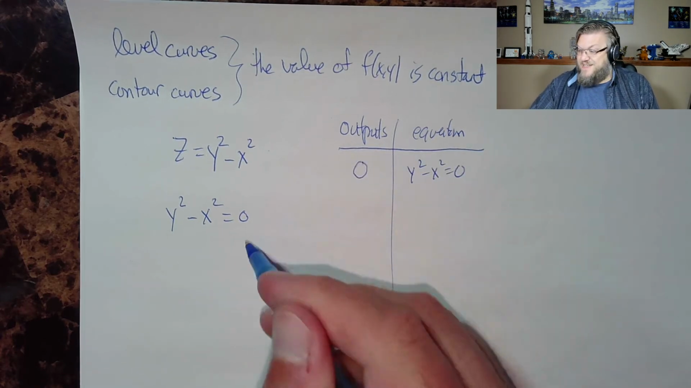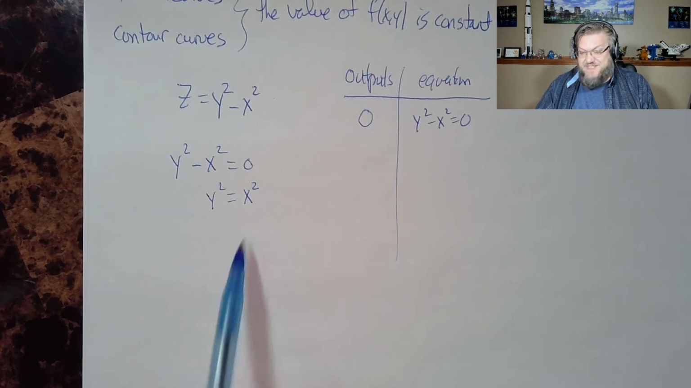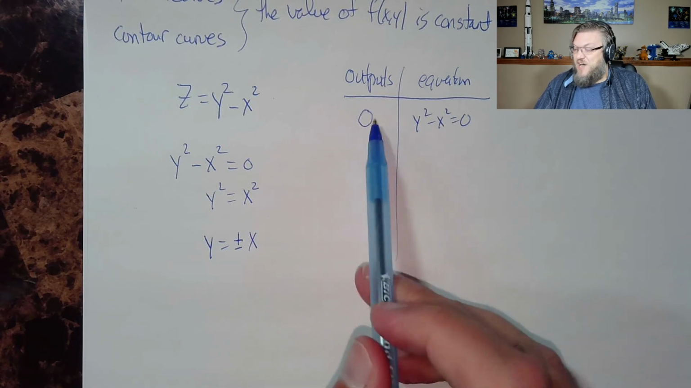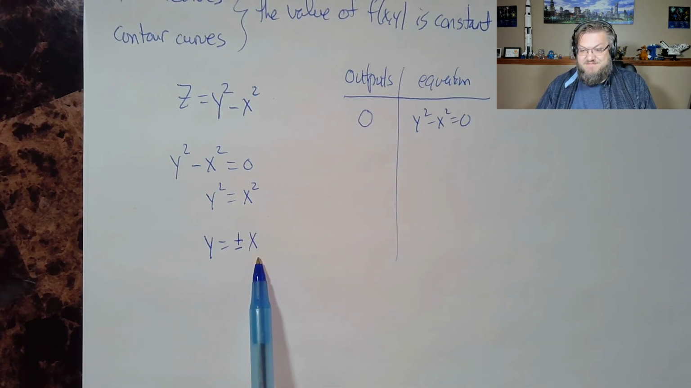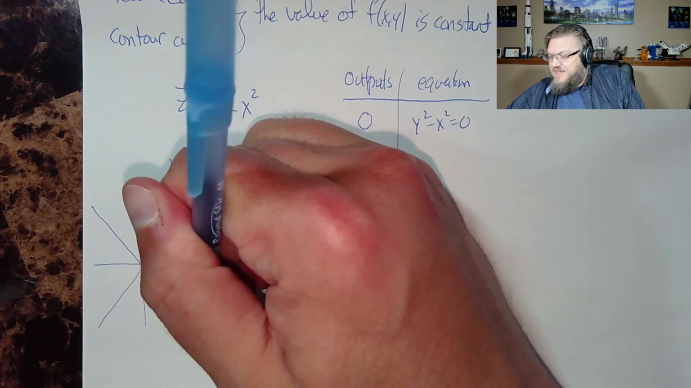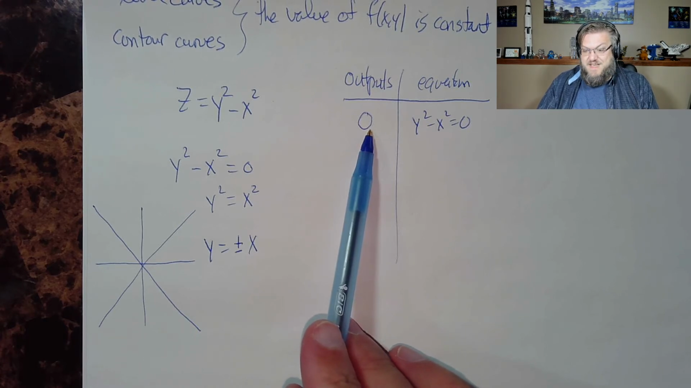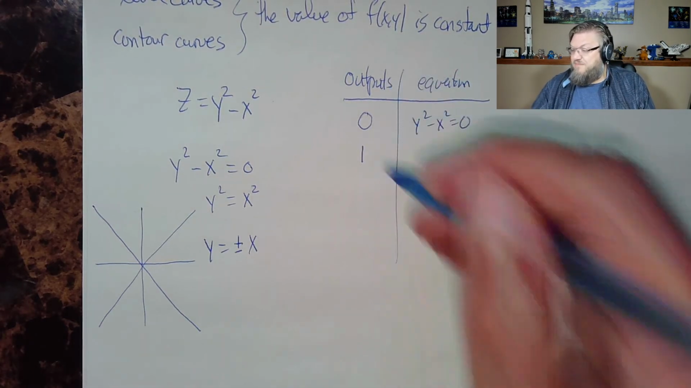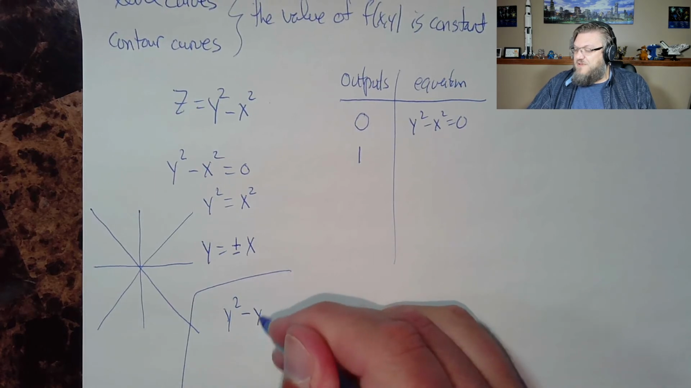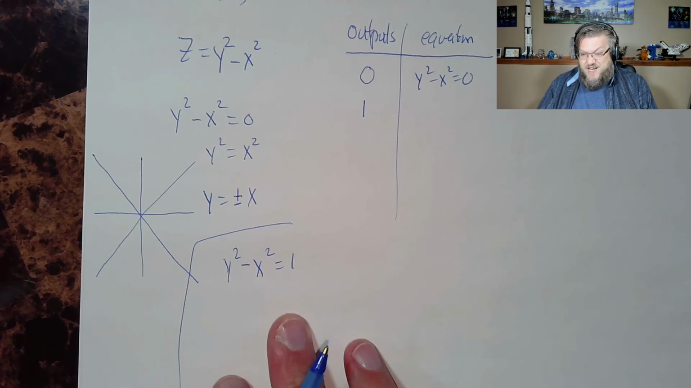Okay. Now, incidentally, this is maybe what you didn't expect. I could bring that over, take the square root of both sides, and I get that y is plus or minus x. In other words, when the output is 0, I get straight diagonal lines. So my level curves would be y equals x and y equals negative x. So if I live on this diagonal here, my output is 0. Now I would say, okay, I want an output of 1. Now I'd have to do the analysis all over again. I'd have to start with y squared minus x squared equals 1. What type of shape do I get? Now, this is actually a hyperbola.